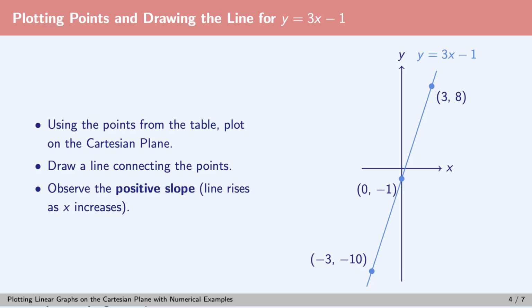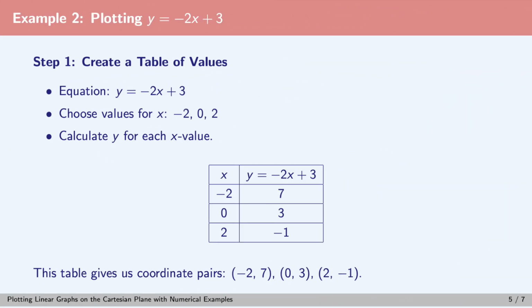Now, let's spice things up with a second example using a negative slope. Here we'll try the equation y equals -2 times x plus 3. Same plan, we'll pick values for x and calculate y. Starting with x as -2, y equals -2 times -2 plus 3, which is 7. So in row 1, column 2, we have x as -2 and y as 7.